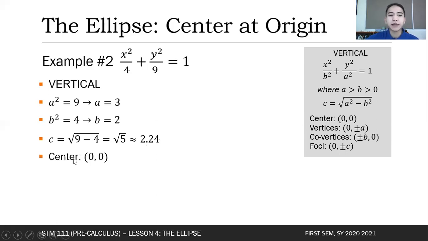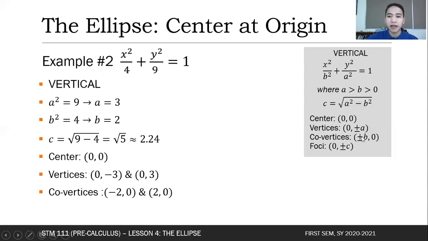Okay. So the center is at the origin 0, 0 kasi x squared at y squared lang yung mga numerators. And then the vertices at 0 and negative 3 and 0 and positive 3 kasi dito sa formula 0 plus minus a. Yan, di ba? A is 3. And then co-vertices, negative 2, 0, 2, 0 kasi ito yung formula natin. Positive, negative b. So positive, negative 2 and 0. And for the foci, 0, positive, negative c, which is 2.24. So yan ang ating foci.